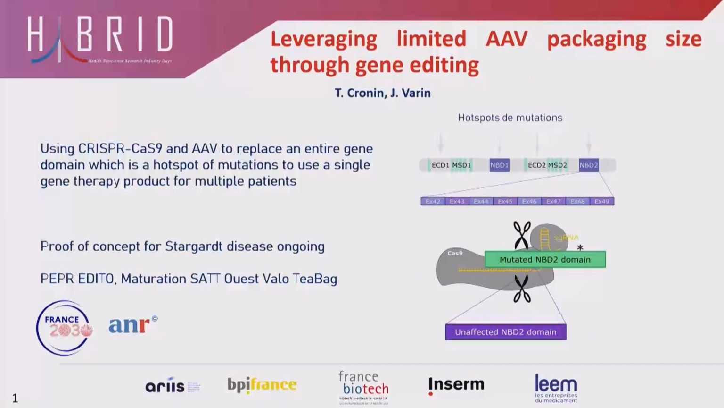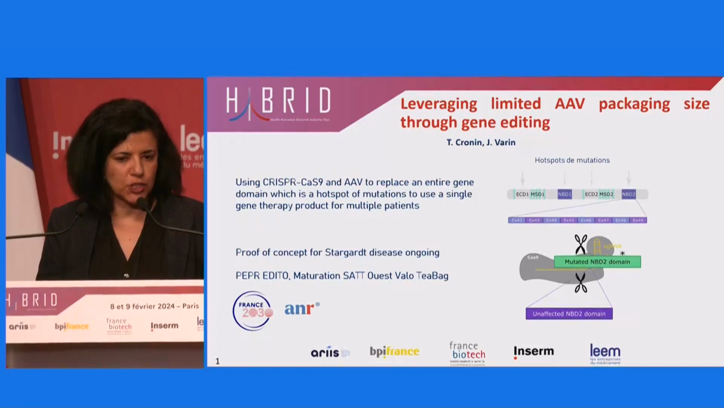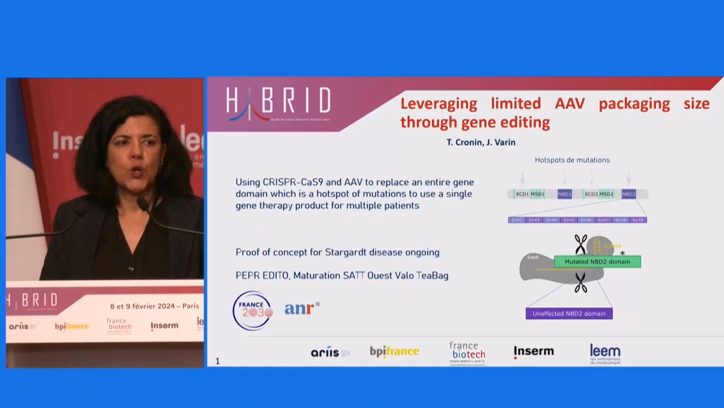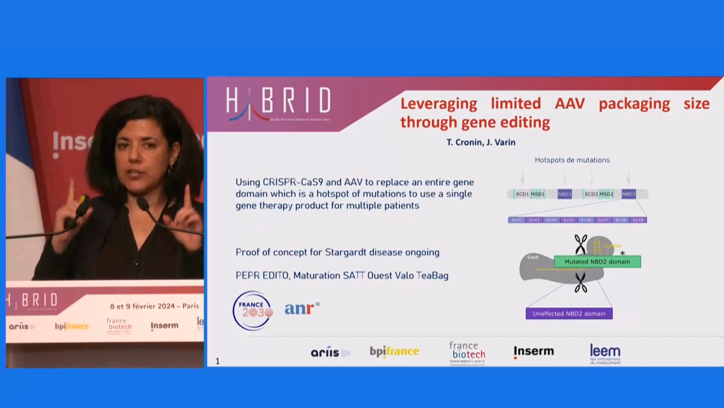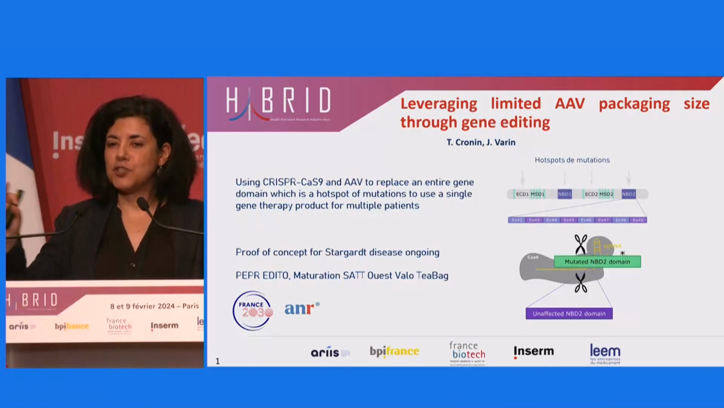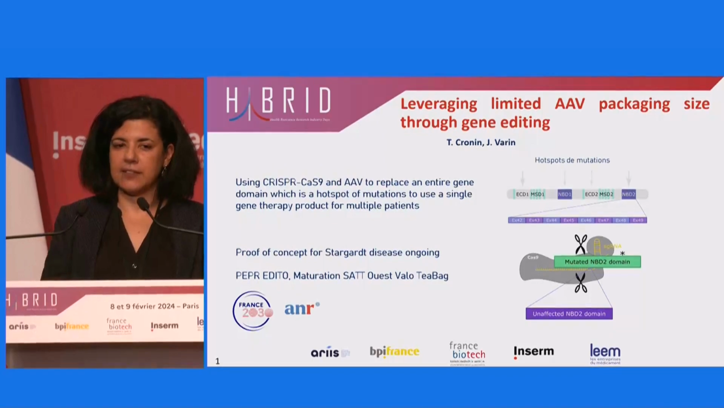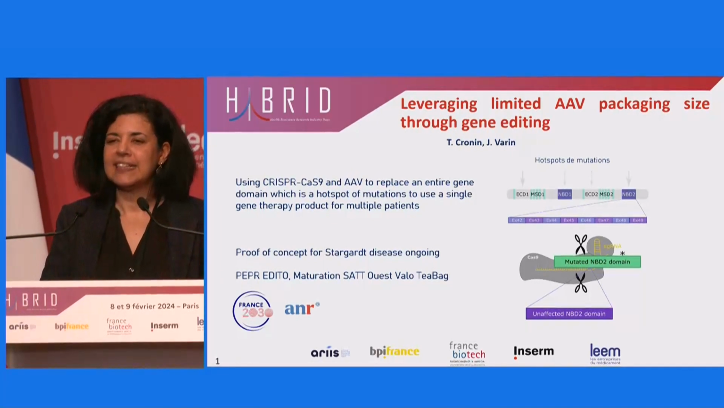So the last direction is how to overcome this limited capacity of encapsulation. There are different methods. Some technologies use dual vectors, which means that we can use two vectors with half and half of the gene. Or we can also insert some specific sequences and express half-and-half proteins and make the recombination possible in vivo.